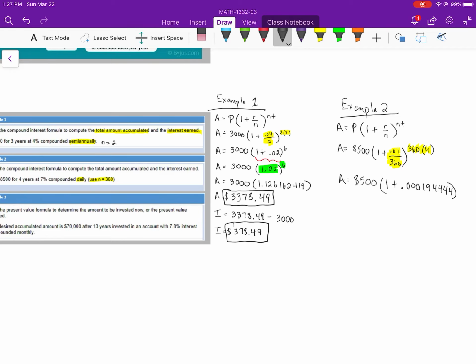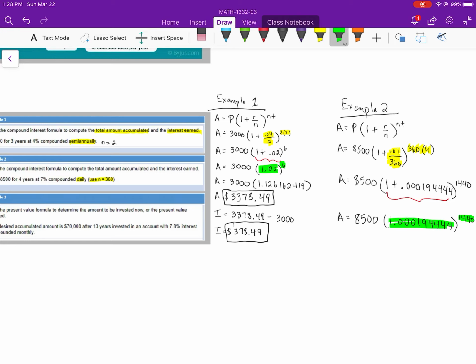Okay. All right, that exponent, 360 times 4, comes out to 1,440. And so that is my exponent, 1,440. All right. So again, I'm going to go ahead and add that 1 to that really small decimal. So A equals 8,500 times 1.00019444 taken to the power of 1,440.